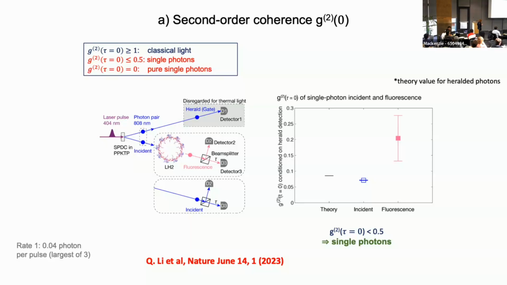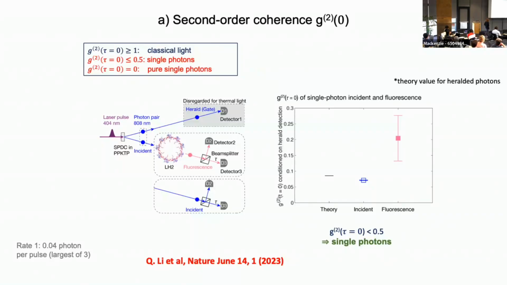So first of all we check the coherence, and we make standard coherence G2 measurements on these photons. For the incident light, it is gated on the herald, and then we get a very low value. Which one is the incident light? The blue one, yeah. The blue one has a very low value, and it's basically 4 standard deviations below the cutoff for single photons. And so this is a definitive demonstration that we have indeed single photons incident upon our LH2 ring.